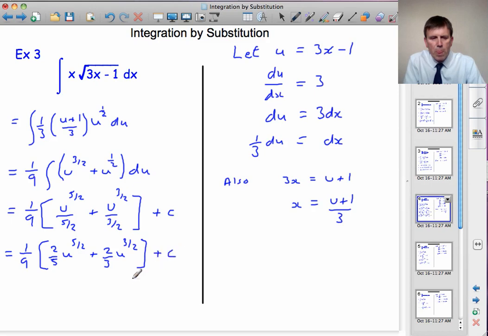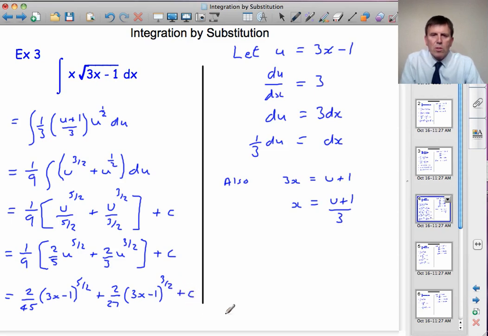plus c. Now I'm going to multiply the bracket by 1/9, and while I'm doing that I'll also change the u back to 3x minus 1. So our final answer, 2/5 times a 9th is 2/45, and then we'll have 3x minus 1 to the power 5 over 2 plus 1/9 times 2/3 is 2/27, 3x minus 1 to the power 3 over 2 plus a constant of integration. So it's not a very elegant answer, but it is the answer to this integral here.